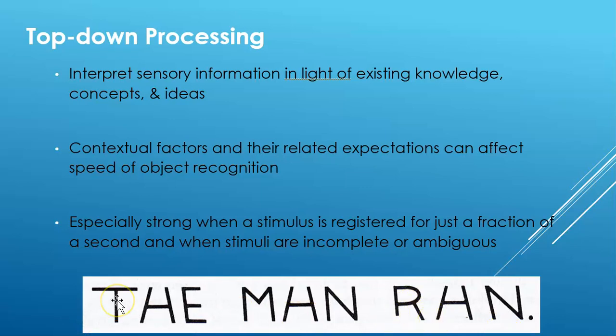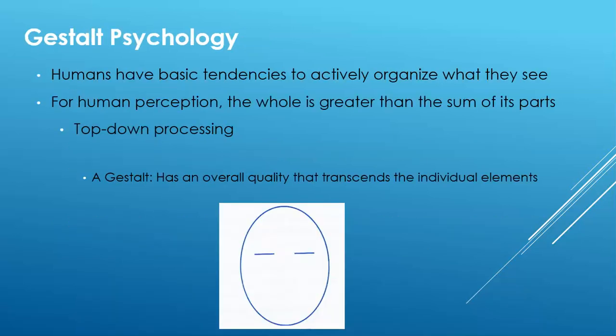Whereas if we were doing bottom-up processing, then you wouldn't be able to read this as fast because you'd be like T, and H, E, and then M, H, N. That doesn't make sense. So you've got to kind of step back and look at the whole thing in order to understand this sentence. So this is what this last point is really talking about. The top-down processing is especially strong when stimuli are incomplete or ambiguous because your brain kind of wants to fill in the gaps. So now that we know the two types of processing, we're going to switch into learning about Gestalt psychology.